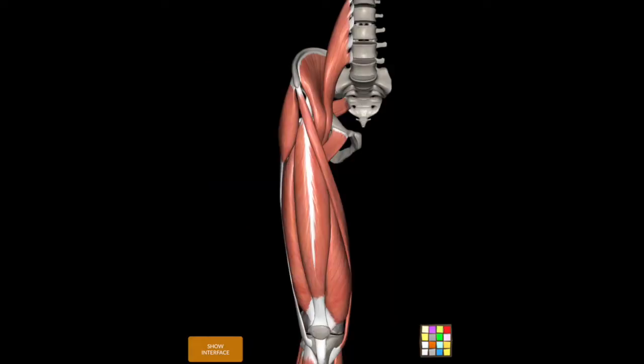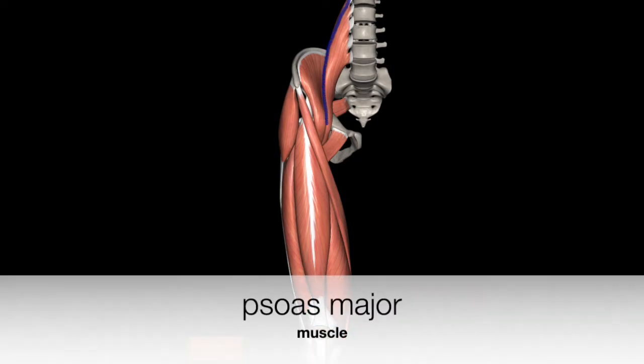We'll look now at the muscles of the anterior compartment of the thigh. These tend to be either hip flexors or knee extensors. Some do both, and they're mostly supplied by the femoral nerve. The first muscle we'll look at is this most proximal, very large, juicy psoas major muscle.